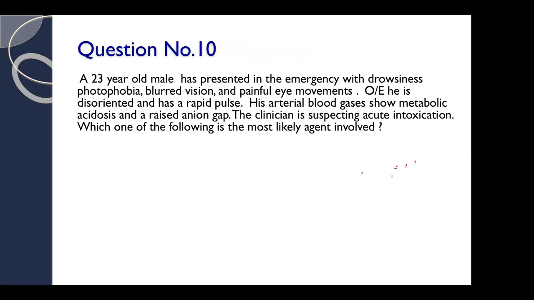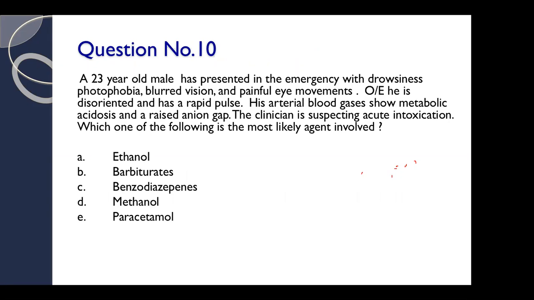Okay, the last question. A 23-year-old male has presented in the emergency with drowsiness, photophobia, blurred vision, and painful eye movements. On examination, he is disoriented and has a rapid pulse. His arterial blood gases shows metabolic acidosis and a raised anion gap. The clinician is suspecting acute intoxication. Which one of the following is the most likely agent involved?